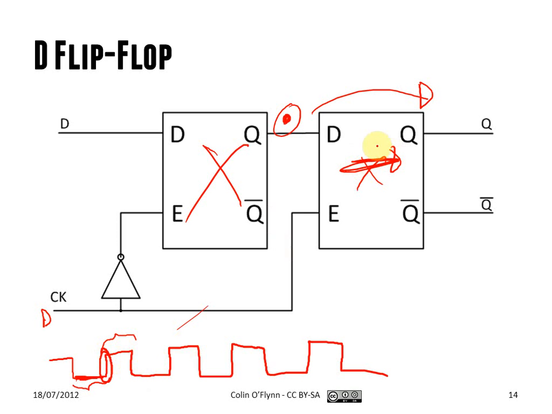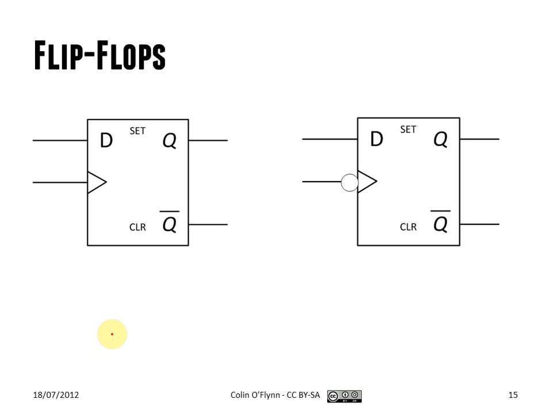When that clock goes low again, this guy stops doing that. It latches the data, keeps it in a constant value. So the flip-flops get the data just on the edge of that clock input. So we'll use a symbol like this, where this triangle means edge sensitive. So on the clock edge, the flip-flop is capturing the data.